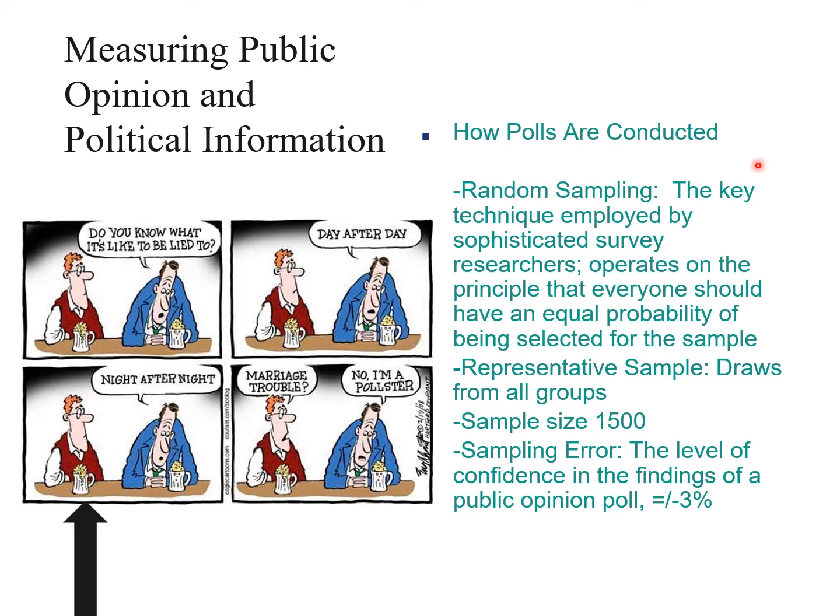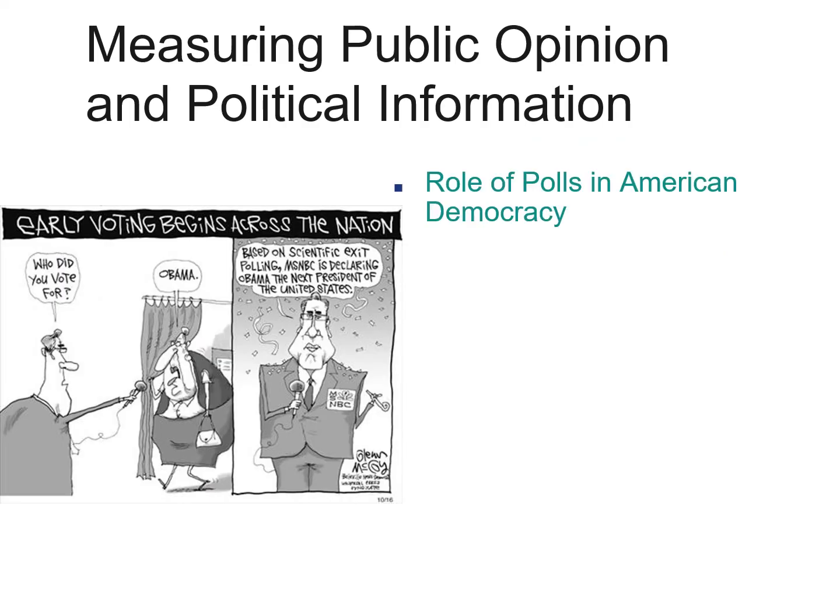So, how polls are conducted. There's a couple different ways. There's random sampling, the key technique employed by sophisticated survey researchers, or a representative sample, which draws from all groups, and some sample sizes, like 1500, have a sampling error. So we want the level of confidence in the findings to be about plus or minus 3%.